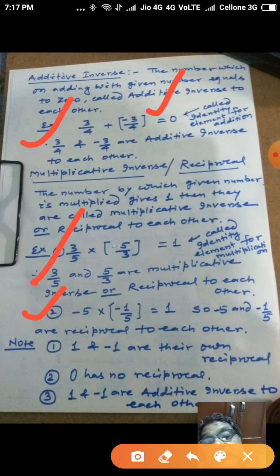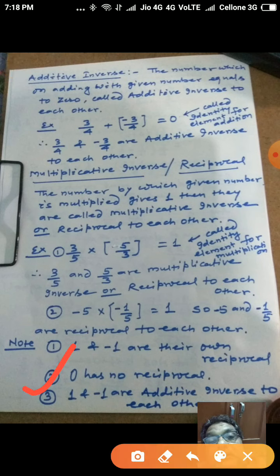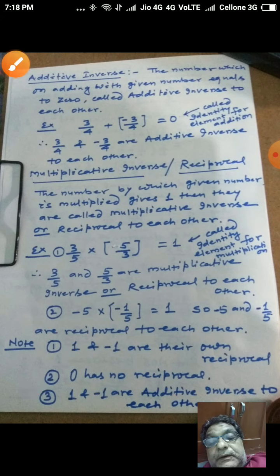Okay, some notes here. Two numbers are their own reciprocal, that is 1 and minus 1. For the given number 1 the reciprocal is also 1, and for minus 1 the reciprocal is minus 1. So 1 and minus 1, these two are numbers which are their own reciprocal. Similarly, another point to note down is that 0 is the only number which has no reciprocal, so its reciprocal is not possible. And the third point is 1 and minus 1 are additive inverses of each other.